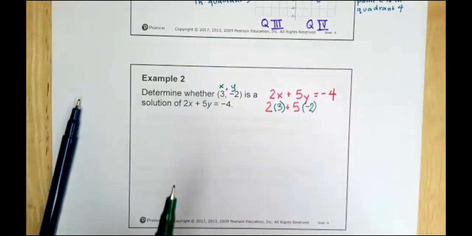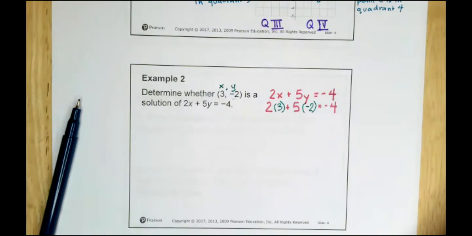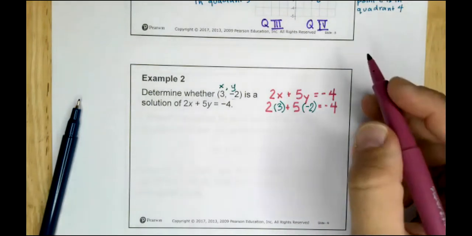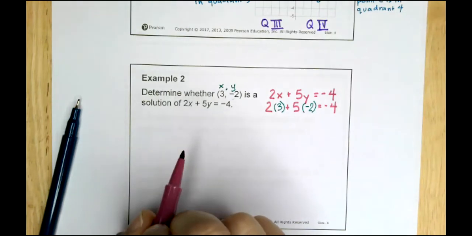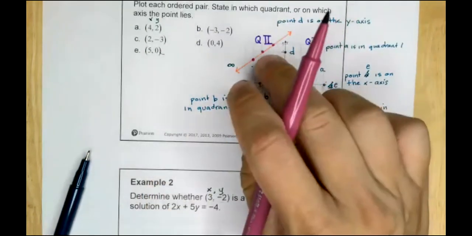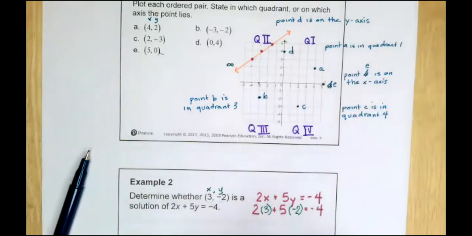The y is -2. Will this be true? If it is true, it is a solution. If it is false, it is not a solution. If it is true, it is on the graph. If it is false, it is not on the graph.